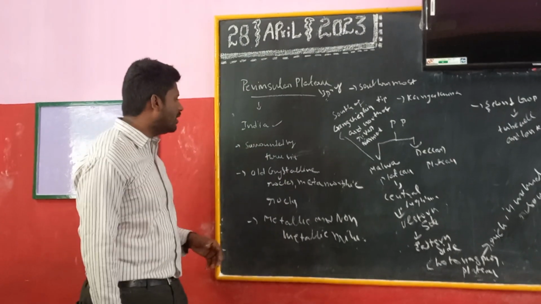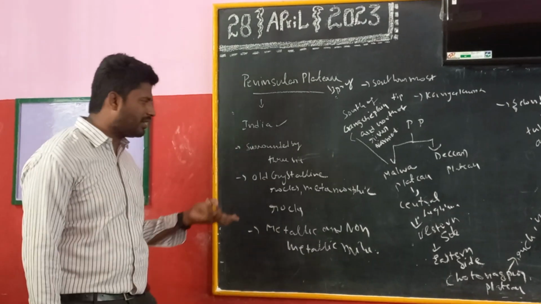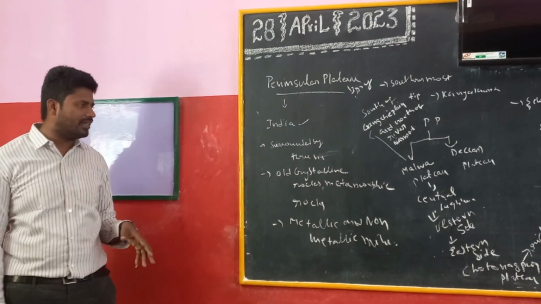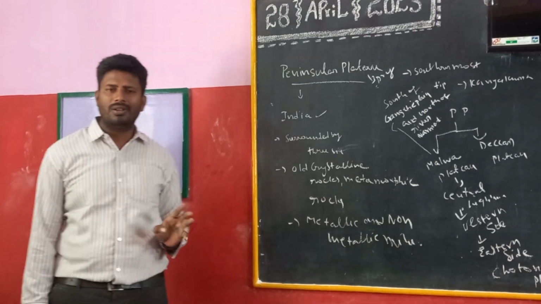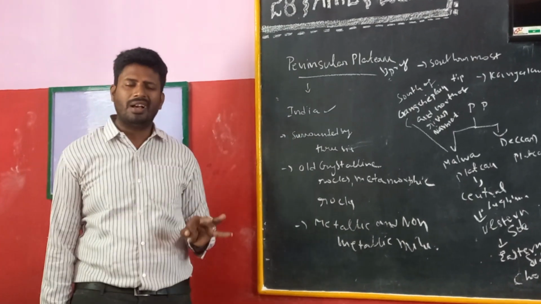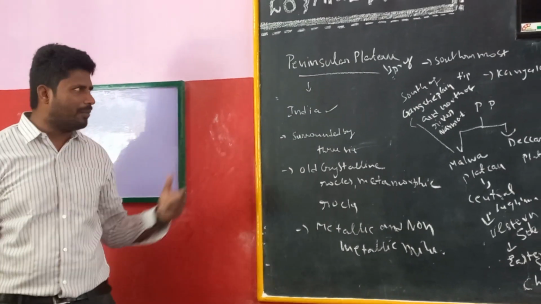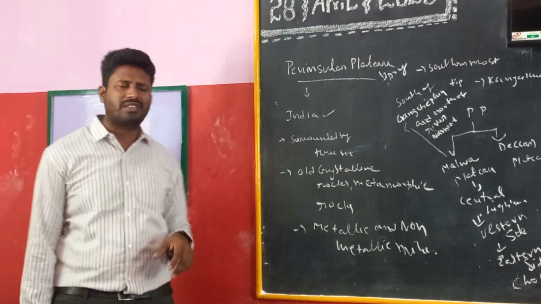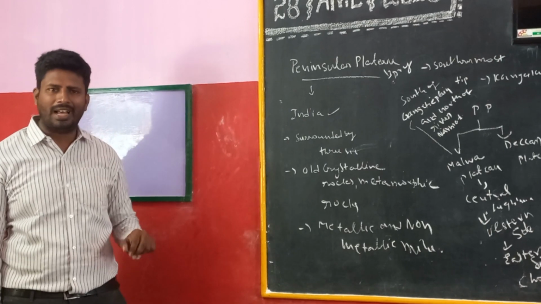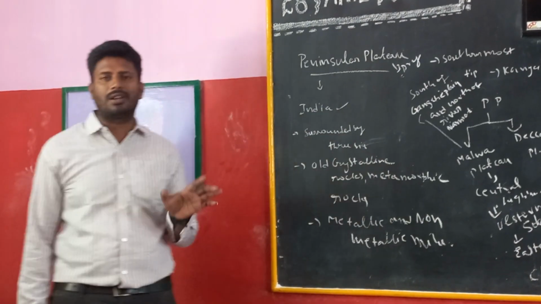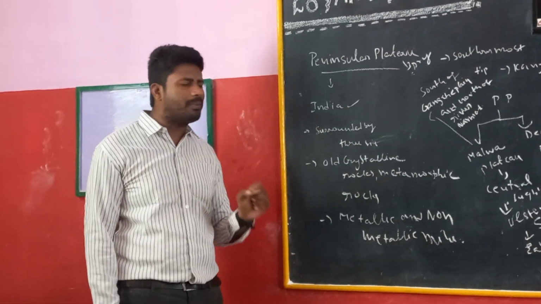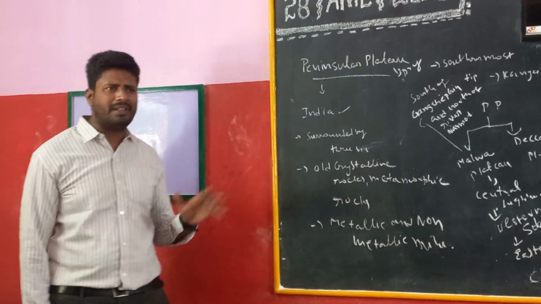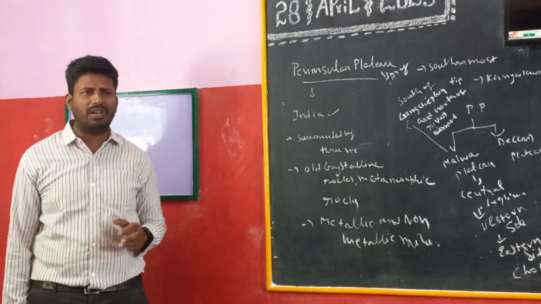And India is called a peninsular plateau because it is surrounded by three sides of sea and it consists of old, crystalline, metamorphic, hard, igneous rocks. And moreover, whenever we see the peninsular plateau, we see a rough surface and it consists of metallic and non-metallic mineral resources. And one more important and interesting thing is, in the peninsular plateau, the perennial rivers do not flow.